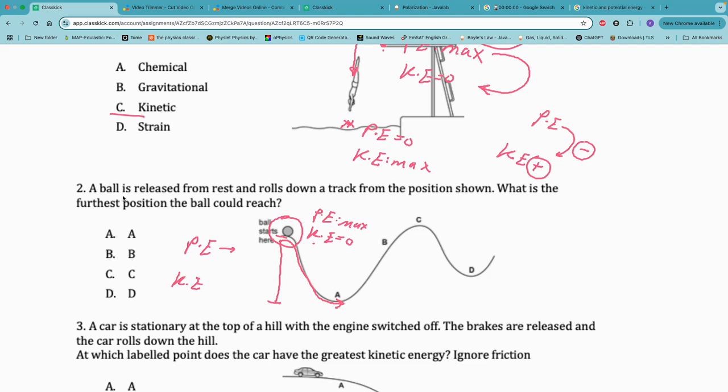Now the question here: a ball is released from rest and rolls down a track from the position shown. What is the furthest position the ball could reach? So the furthest, it would be B, because while moving down, kinetic energy increases. Again, moving up, kinetic energy decreases. So at the maximum point here, it will have no more energy to keep on moving up. That's why the furthest point would be C.